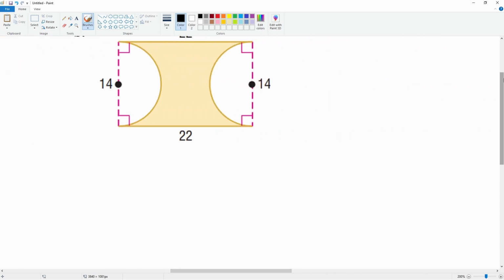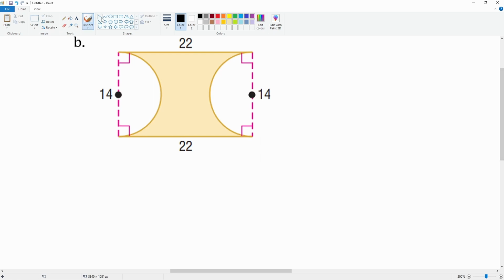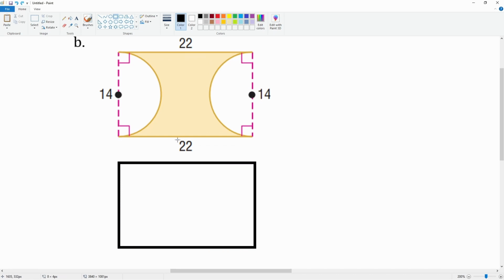Next, we have this. Technically, this is this complete shape right here. Oh, that's horrible. It's this complete rectangle right here. So let me draw that complete rectangle for you guys. It's this rectangle. And do we know the values for it? Yes, it is 22 by 14.